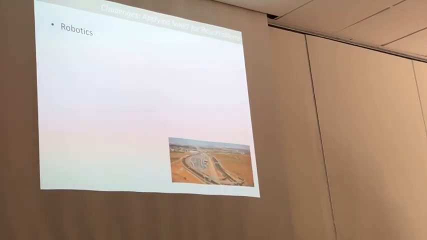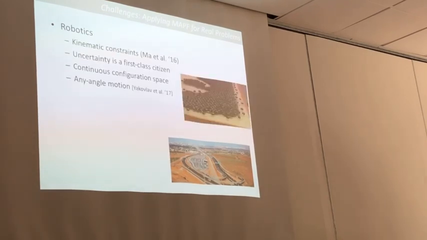Another one is applying it to real problems, robotics. So in robots you have kinematic constraints, and uncertainty is key, you must reason about it. There is a continuous configuration space, so we talk only about discrete things, and how to work in a continuous space, and also the motion is not discrete, so how to handle that. There is some work on that by Constantine, who is there, we can talk to him also.